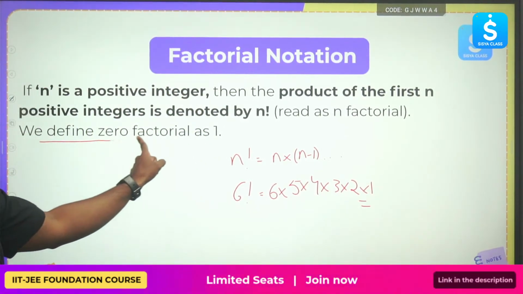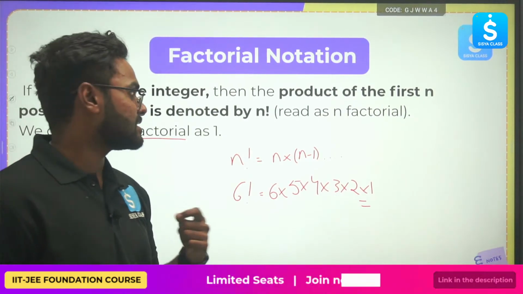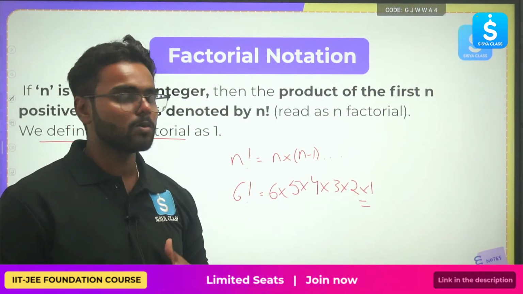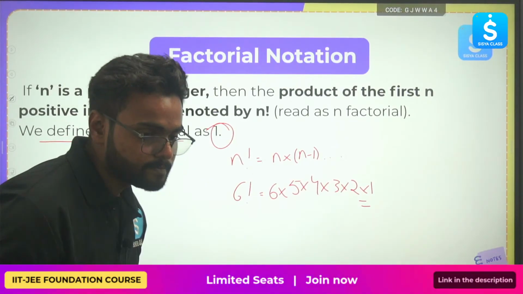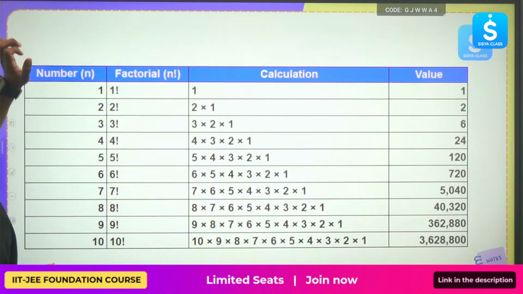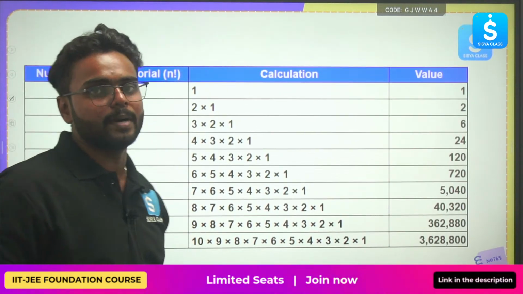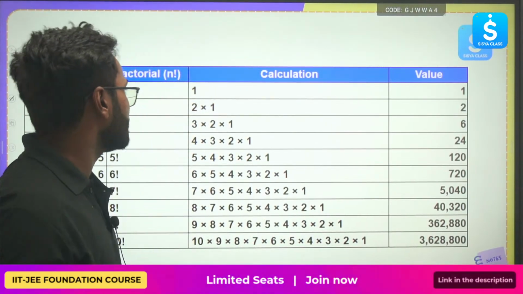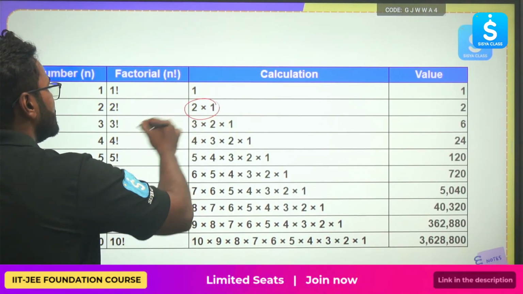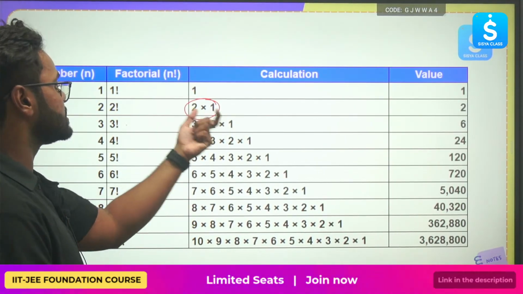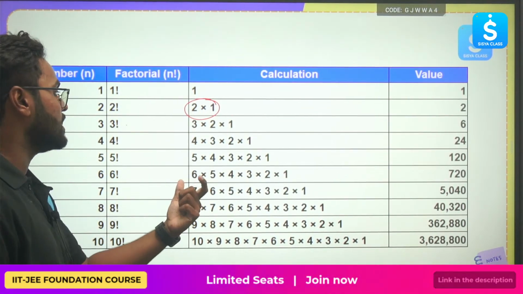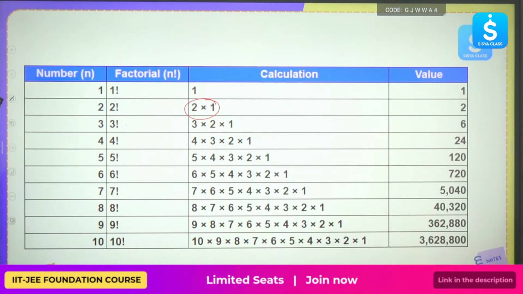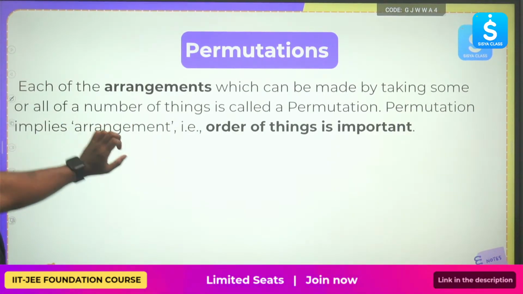We define 0 factorial as 1. This is an important thing to remember. If you see 0 factorial, it's not 0, it is 1. Now coming to the factorial table. Every number has a different factorial value. You can find it using this table. 1 factorial is 1, 2 is 2, 3 is 6, 4 is 24, 5 is 120, 6 is 720 and so on.